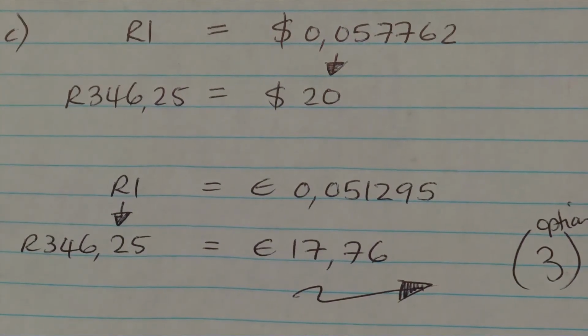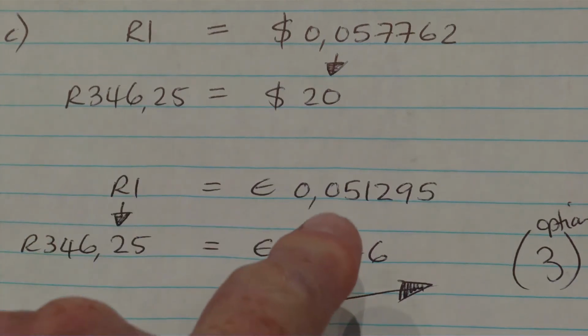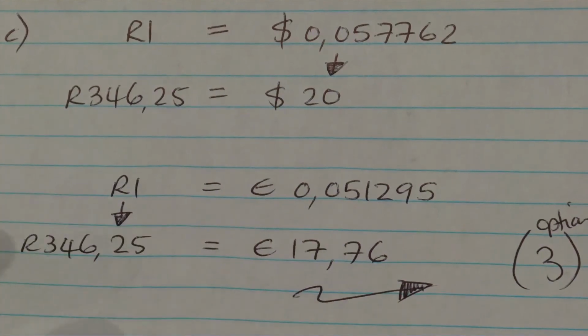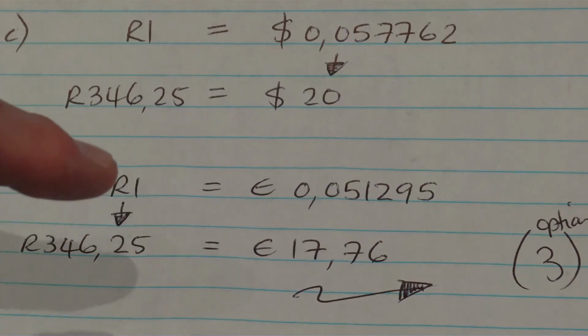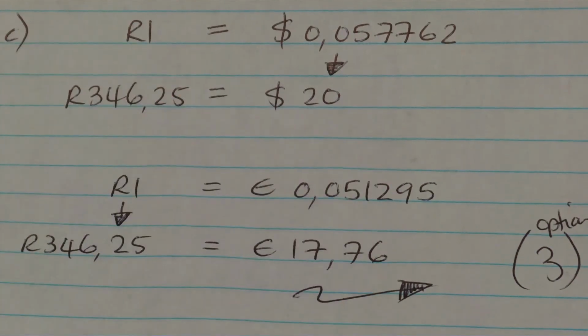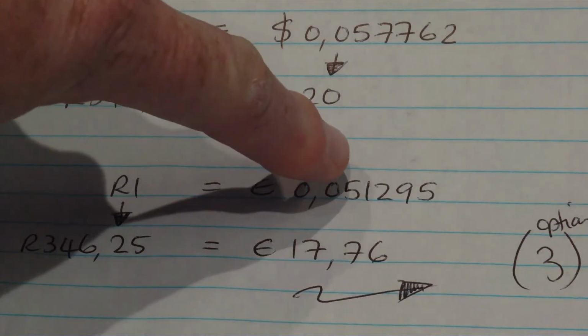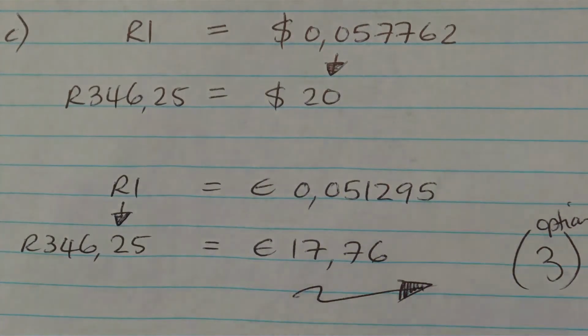So now I find the conversion they gave me with rands and euros, and there it is. 1 rand was that many euros, and then underneath the 1 rand I put the 346, the one that I have there, and all I've got to see is what did I do to that 1 rand to make it that, because I'm going to do the same to the other side. So what do you do to the 1 to make it 346.25? Simple, just times it by 346.25, because it's already a 1. So all you do to that 0.051295 is times it by 346.25, and you'll get 17.76 euros. Done.